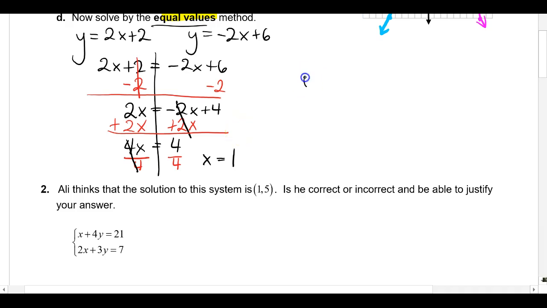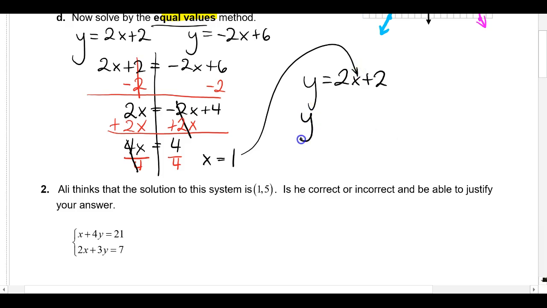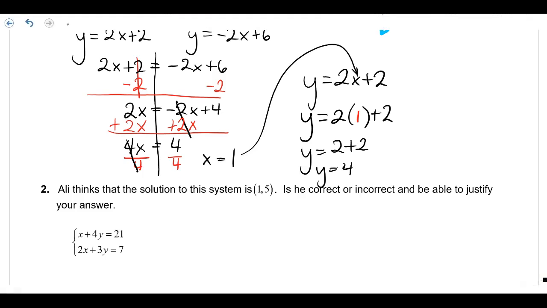So go ahead and take that 1 and plug it into one of your other equations. So I'm going to pick the 2x plus 2, just because it doesn't have any negatives. It looks like the easiest one. And now y equals 2. And if I plug in, remember, parentheses. So I have a 1. Plug in the 1. Plus 2. Then 2 times 1, well, that's just 2. Then add 2. And then 2 plus 2 is 4. So y equals 4.